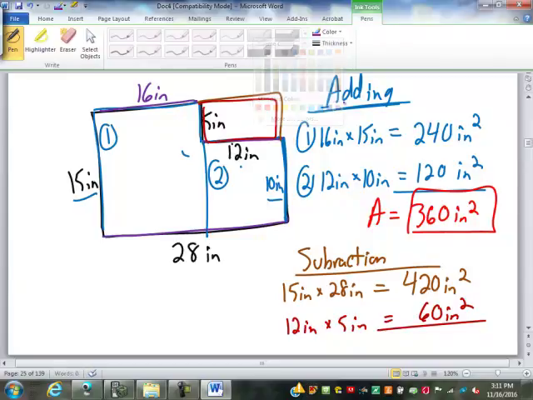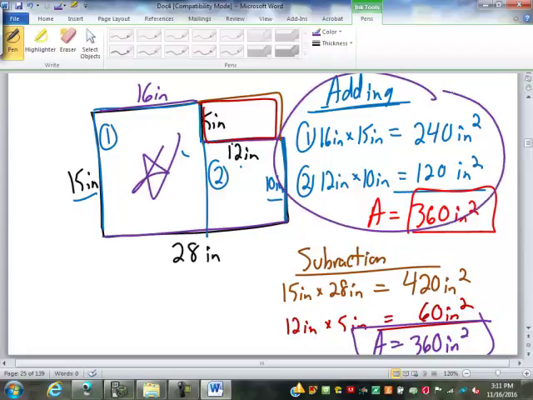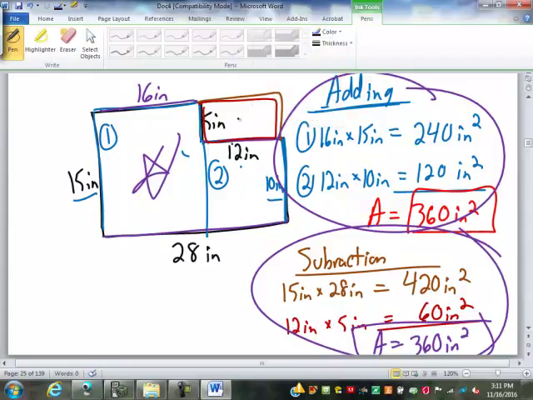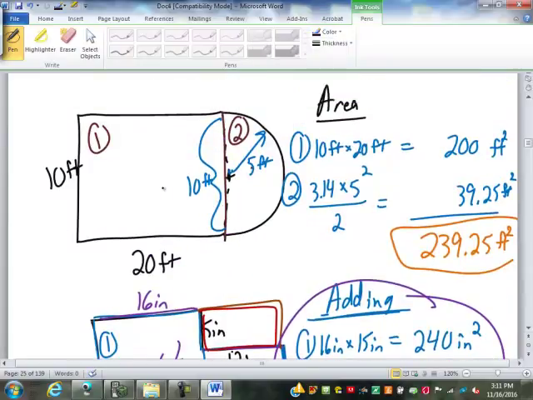And if we subtract, 420 minus 60 is 360 square inches. We get the exact same area. And on this problem here, it's about the same amount of work either way. But there are problems where we won't have a choice. The problem we just did up here, the only way we could have done that is by finding two separate areas and adding them together.